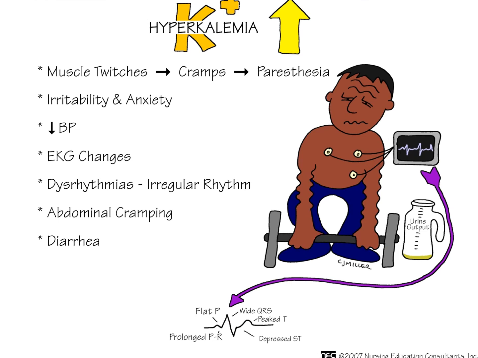Here's a pictogram of hyperkalemia and some signs and symptoms that you may see. It also shows the EKG, the ECG, down at the bottom. What you will see with hyperkalemia is an elevated T wave. That's what we usually see with patients with an elevated potassium level.